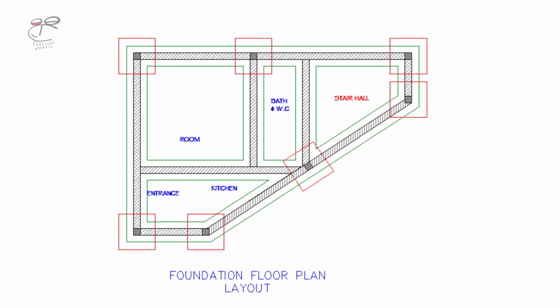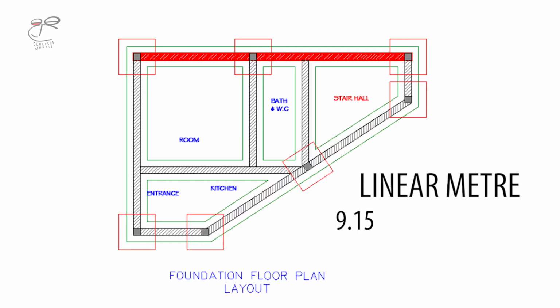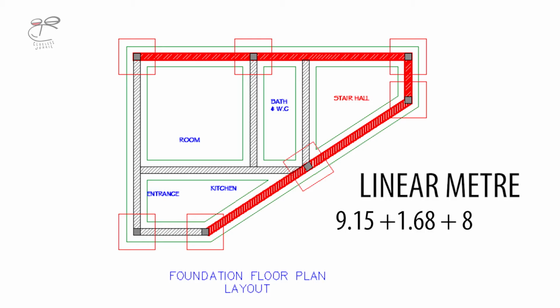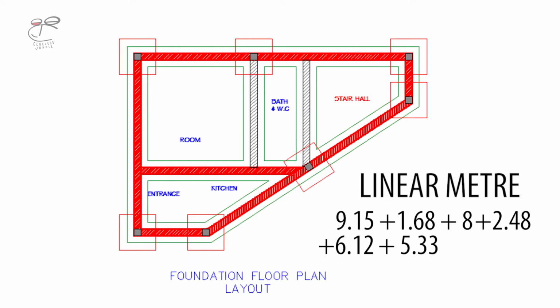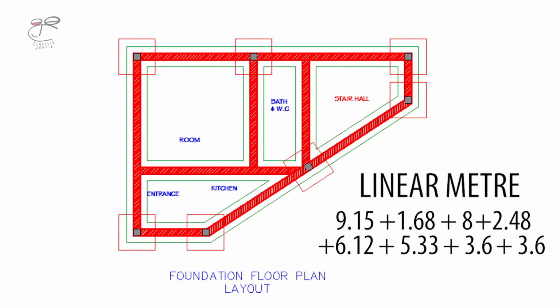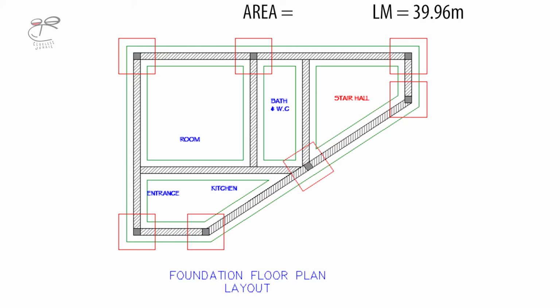So to go about calculating for linear meter, which is basically a sum of all the linear length of individual walls we have on the foundation, for this image we'll get the length of each wall, add them up together and then arrive at the final sum of that. Get the vertical walls, the horizontal walls, the diagonal ones, and add everything together, and then we get 39.96 meter as the linear meter for this particular floor plan. And then we take that value and put it up there as reference.